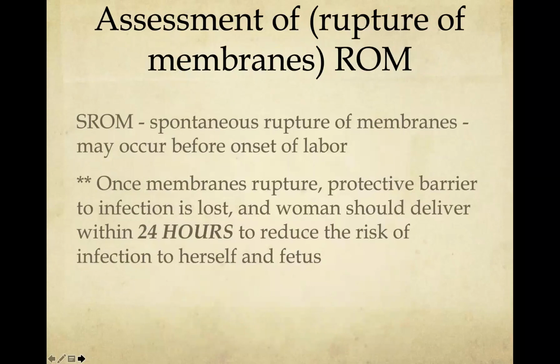Assessment of membranes. Spontaneous rupture of membranes may occur before the onset of labor. It's not uncommon for them to actually have to go in and break that bag of waters close to the baby starting to crown. Just because her membranes rupture does not mean that she's going to have a baby. However, we have to make sure that she has a baby within 24 hours to reduce the risk of infection with her and baby.